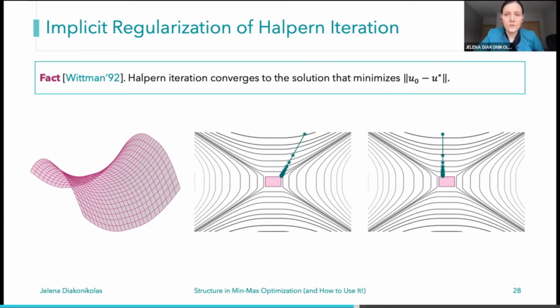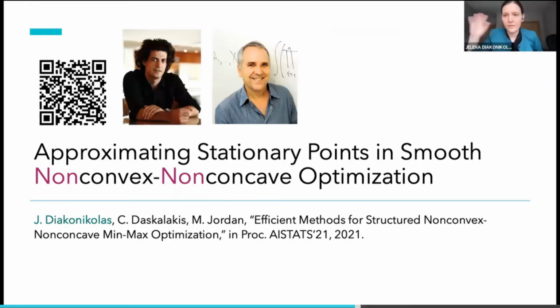Okay, so this was the convex-concave setup. Let me now, in the remaining time I have, talk about some other results. I'll spend just a few minutes on each. So what happens for the non-convex-nonconcave setup? This is joint work with Kostis Daskalakis and Mike Jordan.